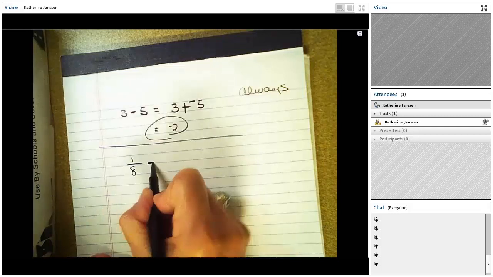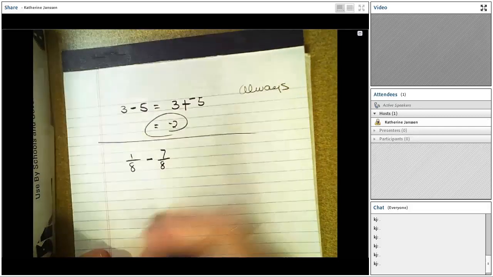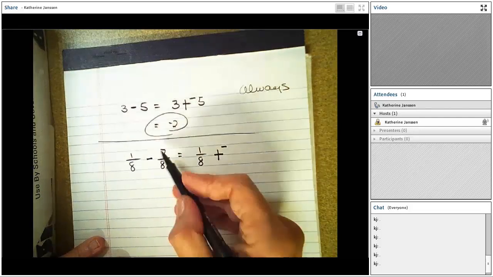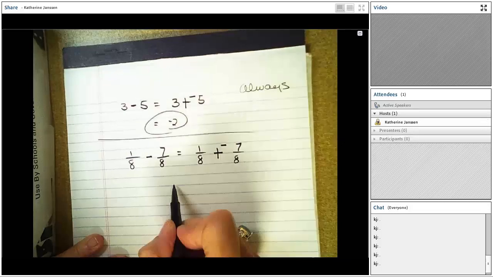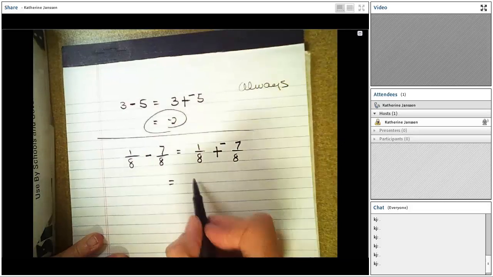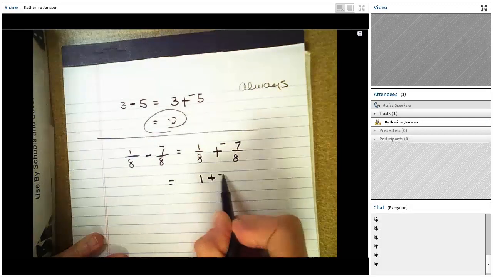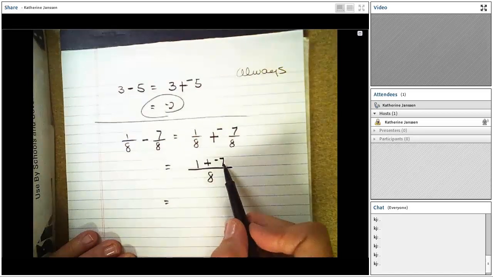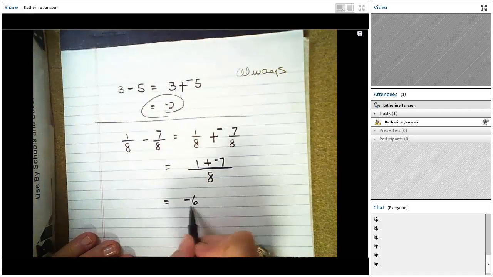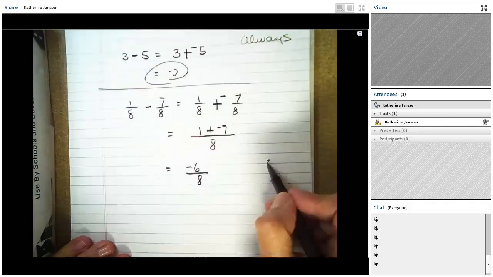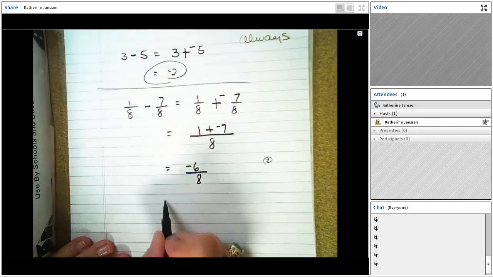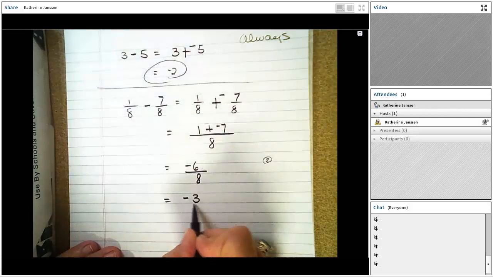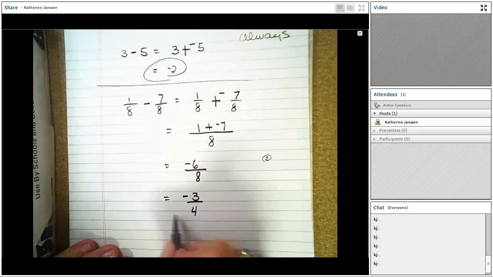1/8 subtract 7/8. This is subtraction. Change subtraction to addition and add the opposite, and the number I'm subtracting is 7/8. I do have common denominators, so I can write my numerators all over the common denominator. And 1 plus a negative 7 is a negative 6 all over 8. And we always look to simplify. It looks like this is even, so 2 goes into the numerator 3 times, and 2 goes into the denominator 4 times.